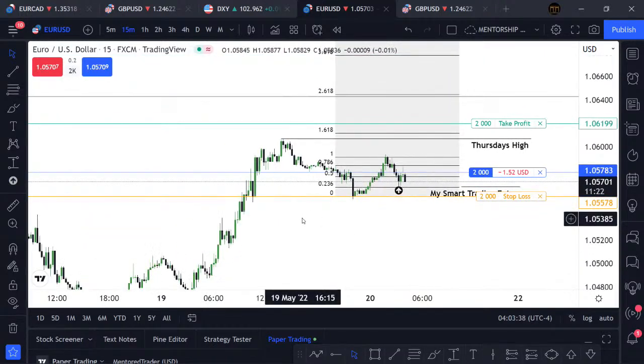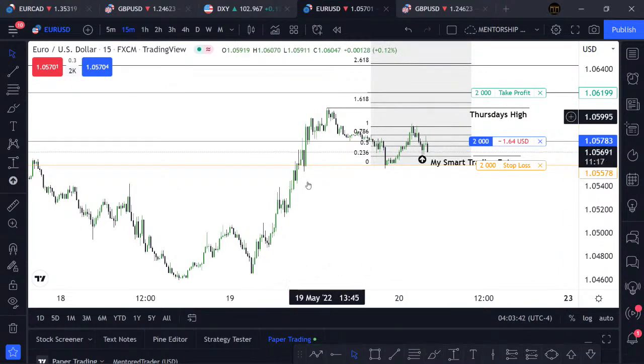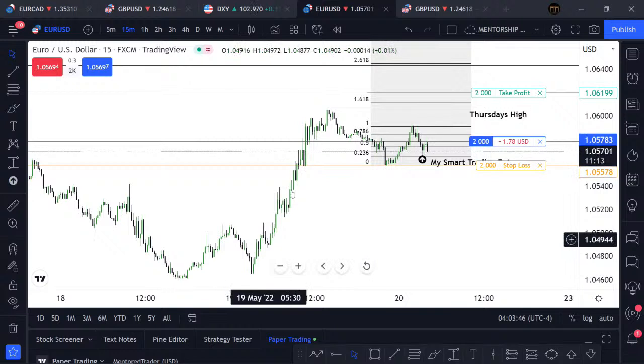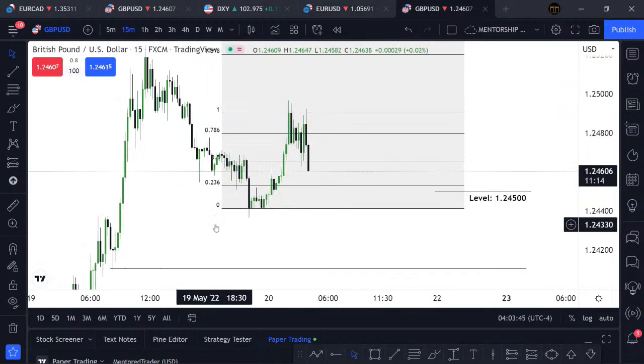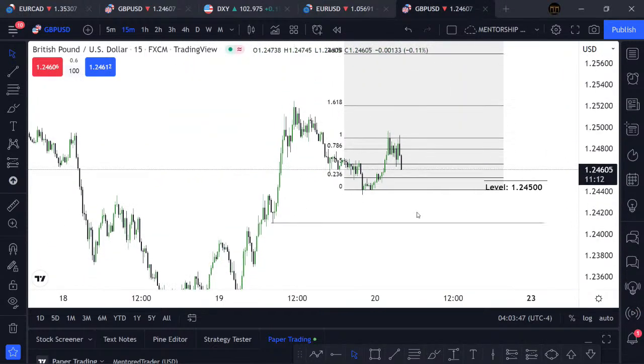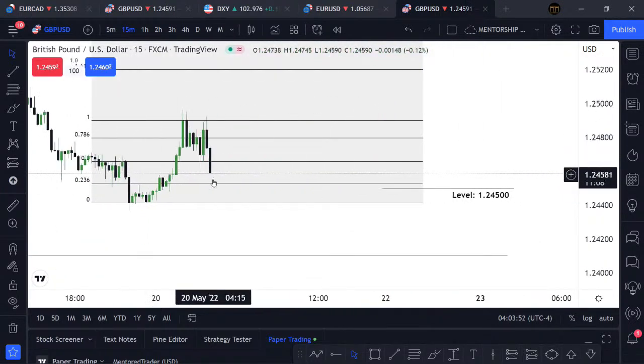I think you see both the dollar, sorry, the pound and the euro. Yesterday on a Thursday, the euro gave us something like 130 something pips, and so did the pound. What were they doing? They were buying. So let's go ahead and wait for price to come here.